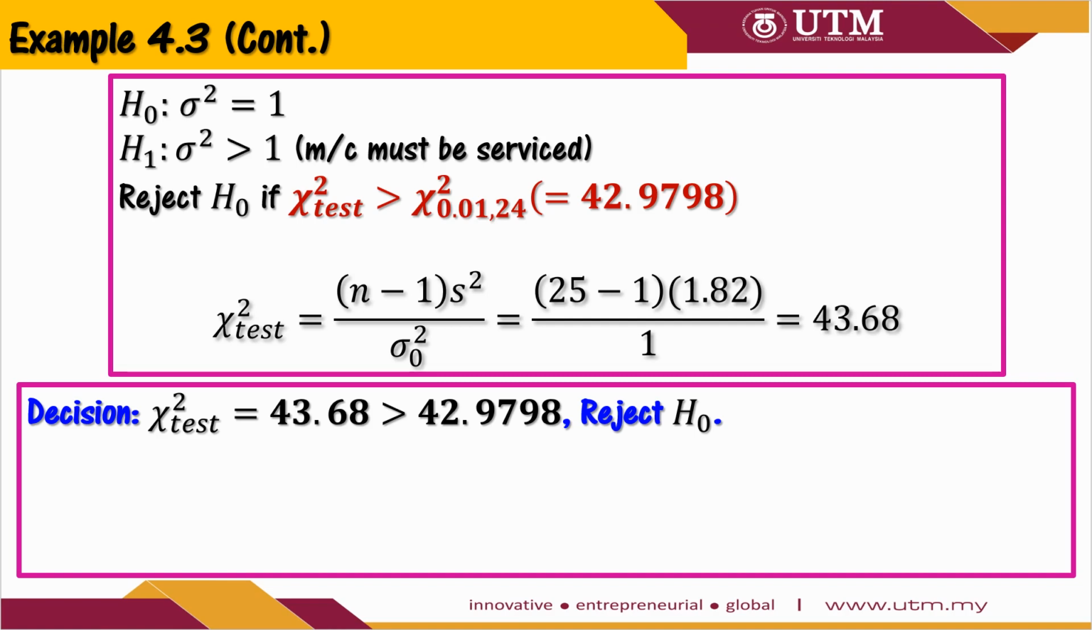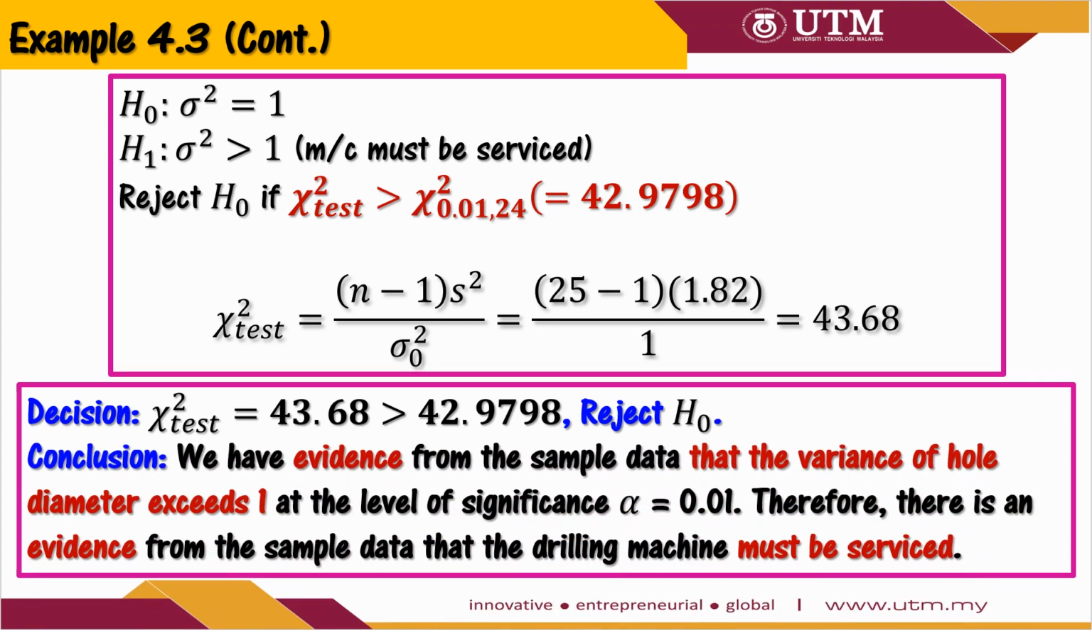Again, please do not stop here. You need to answer the question. Is there any evidence that the drilling machine must be serviced? When we reject H0, then we have evidence to support H1. In this example, then, we can conclude that we have evidence from the sample data that the variance of hole diameter exceeds 1 at the level of significance alpha equal to 0.01. Therefore, the answer to the question is yes. There is evidence from the sample data that the drilling machine must be serviced.